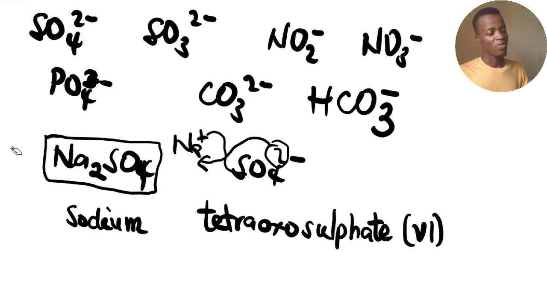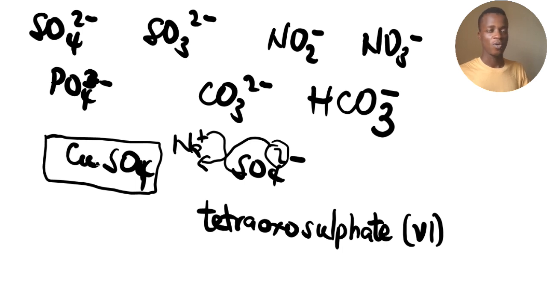Let's imagine that we were having copper. If we were having copper here, copper would have been something like this, CuSO4. So CuSO4, copper is what? Metal type 2. So you need to calculate the oxidation number of the copper. How do you do that?